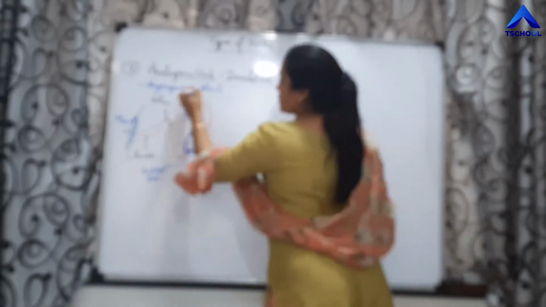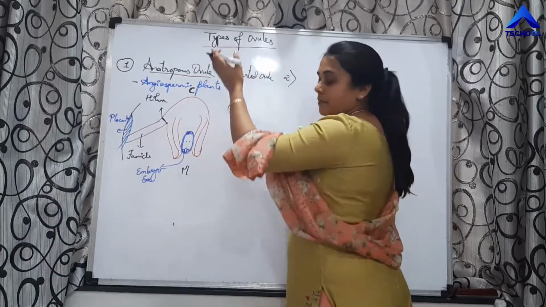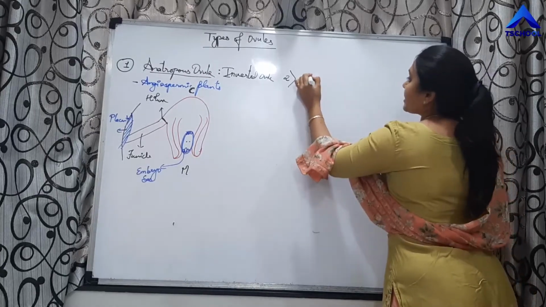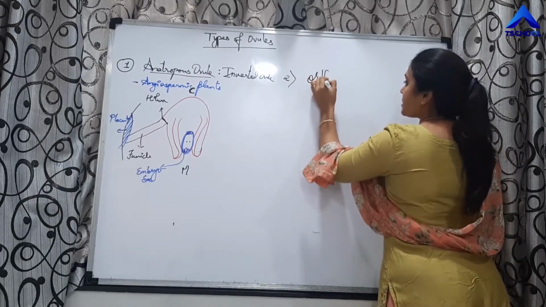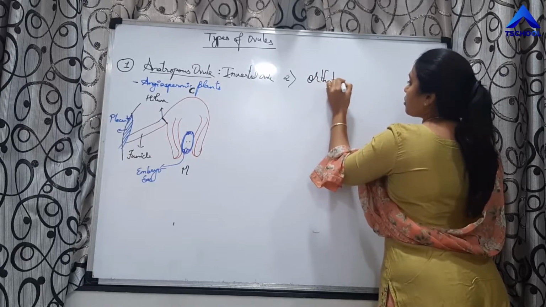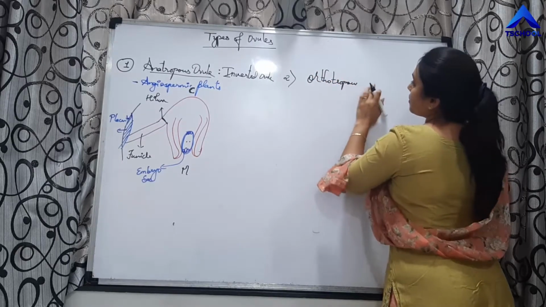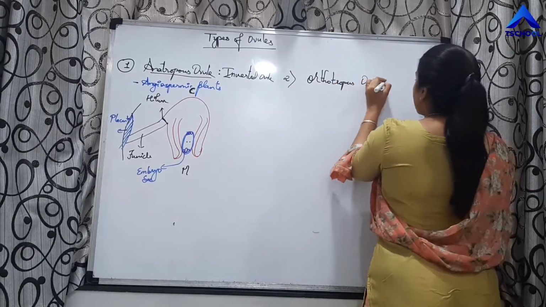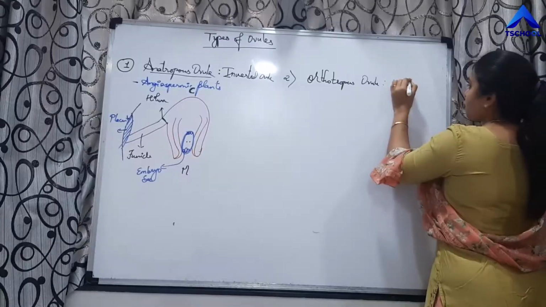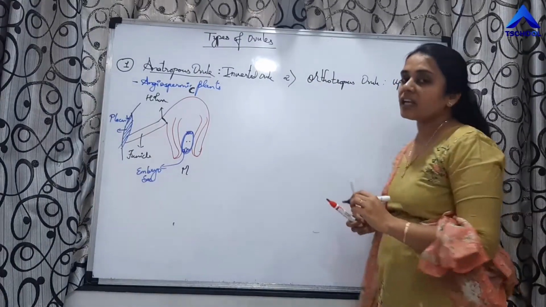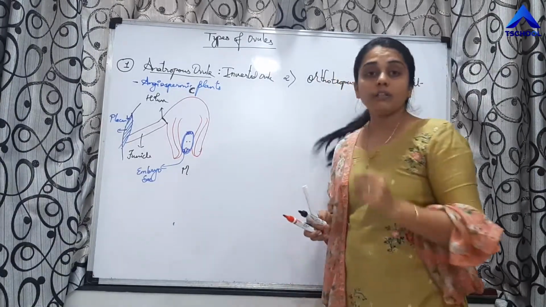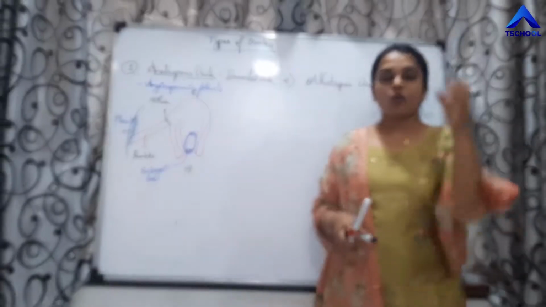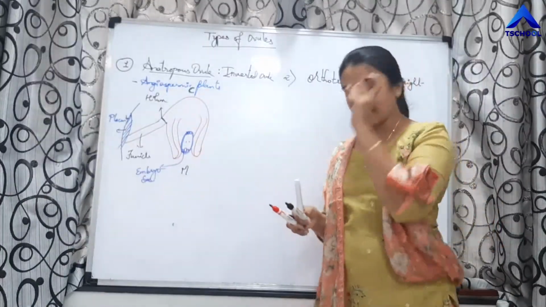In anatropous ovule, chalazal end is towards the upper side and micropyle end is towards the lower side, right? The second type of ovule is orthotropous ovule. This ovule is an upright ovule. In orthotropous ovule, all the three, that is funicle, chalazal end and micropyle end, all lie in the same plane, and it is an upright ovule.